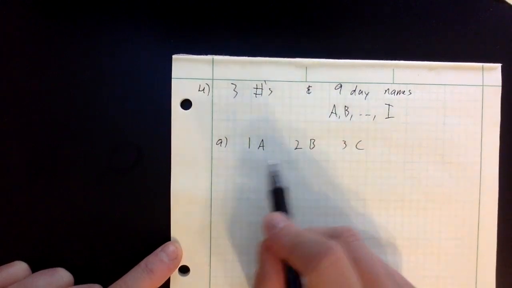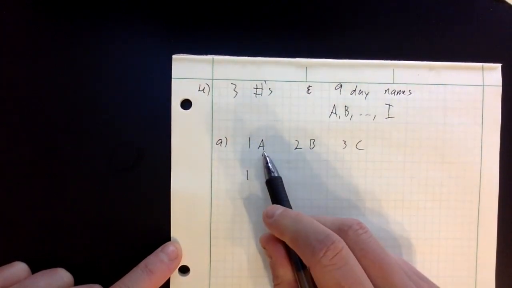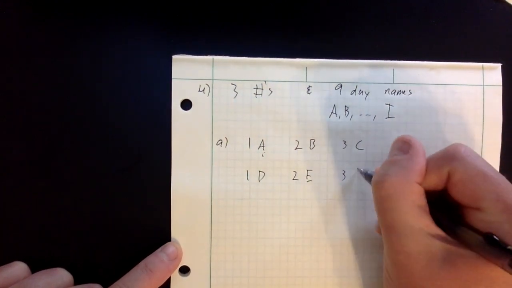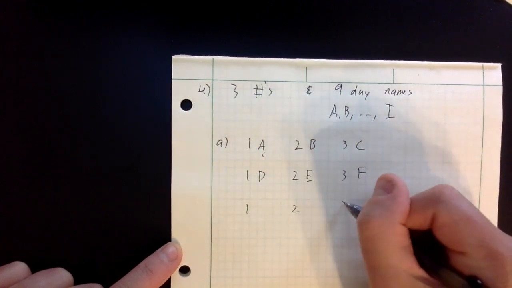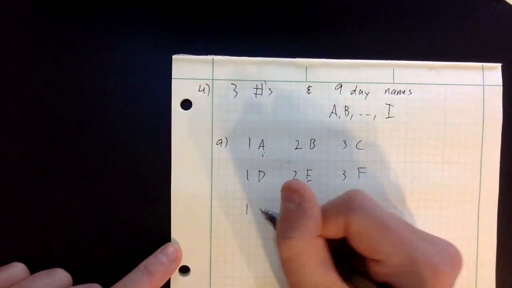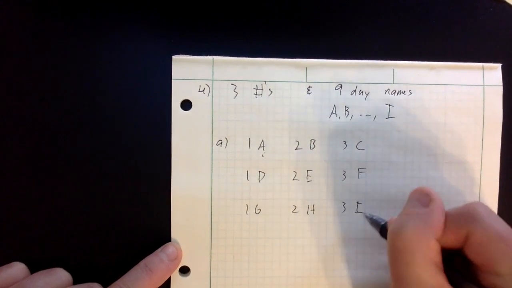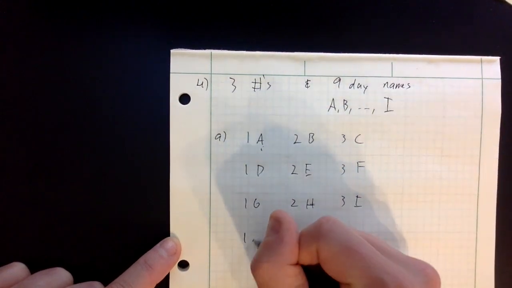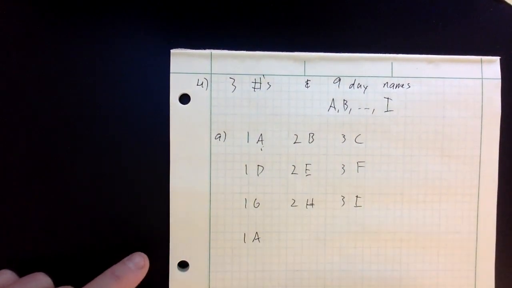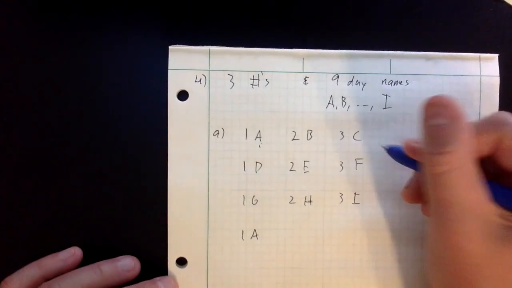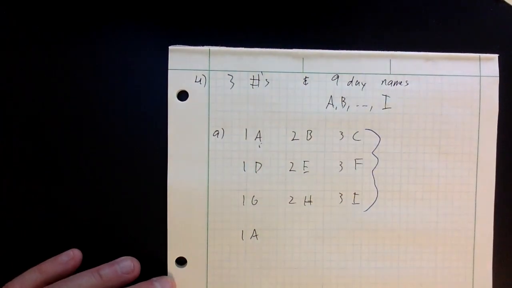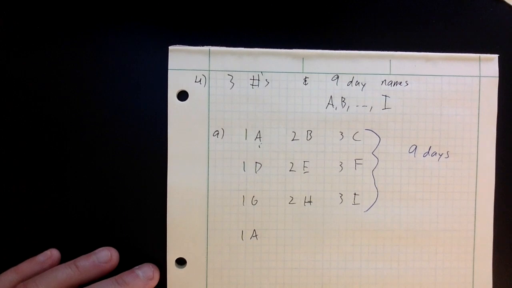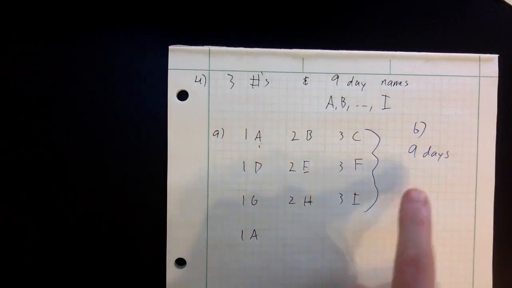So in this case, I'm going to repeat the numbers here. 1, now instead of A, I've got D, E, F, and then 1, 2, 3, and G, H, I. And if I start over, I got 1, and I is the last name, so I'm back to the beginning. So here we have a full calendar right there. And notice there are 9 days in this calendar, which is the answer for part B.